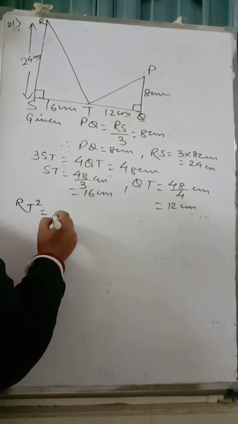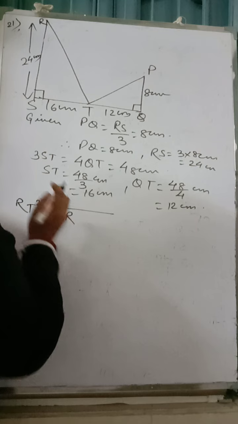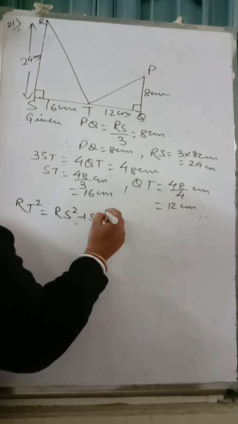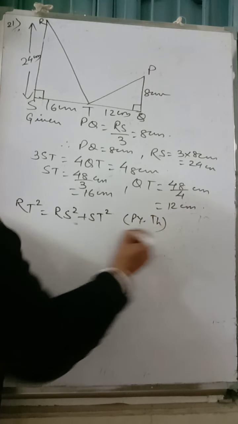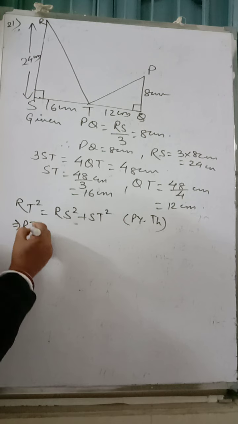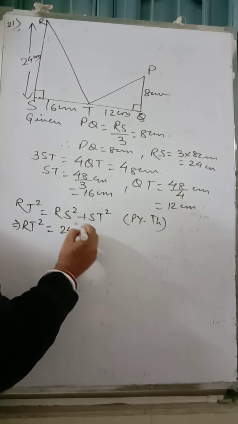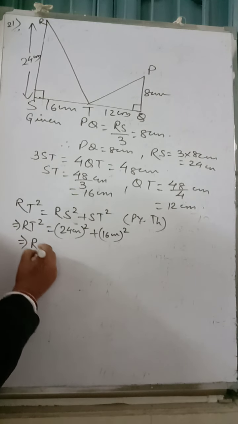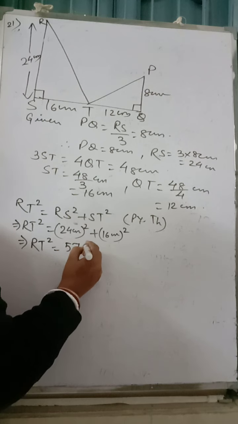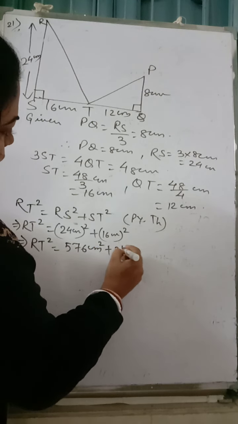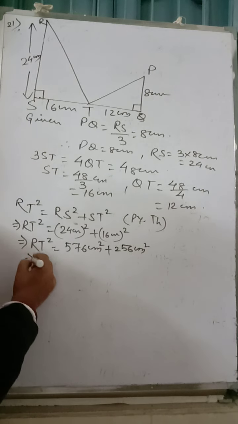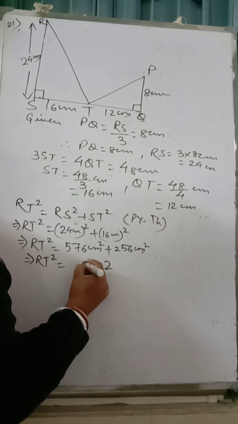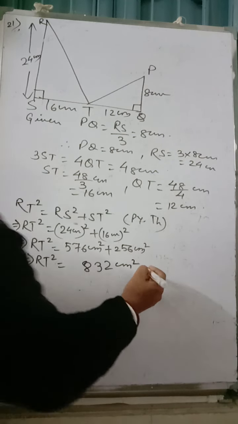RT square is equal to RS square plus ST square. This is the Pythagoras theorem we know. So RT square gives you 24 centimeter whole square plus 16 centimeter whole square, or RT square is equal to 576 centimeter square plus 256 centimeter square, or RT square is equal to 832 centimeter square. This is number 1.